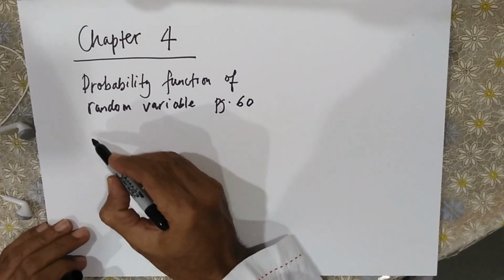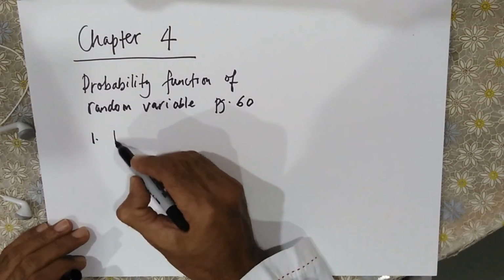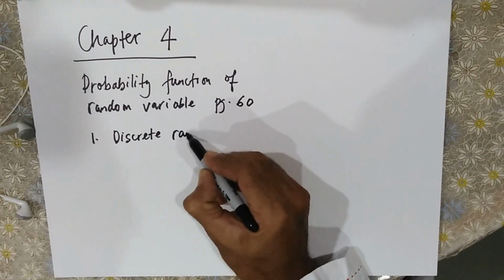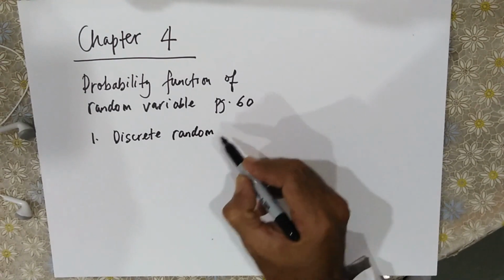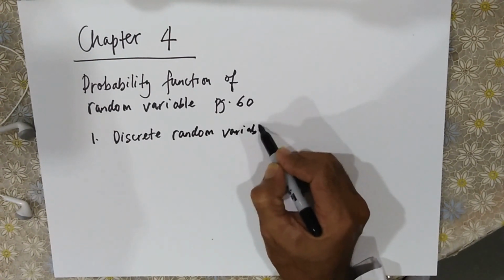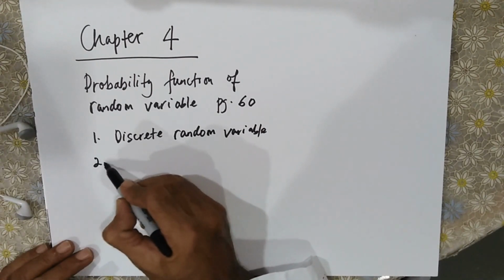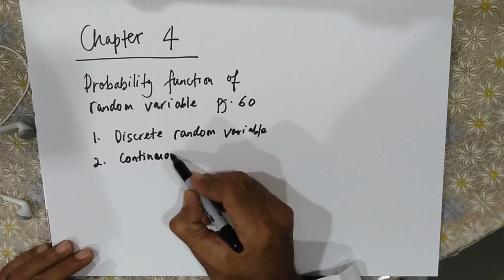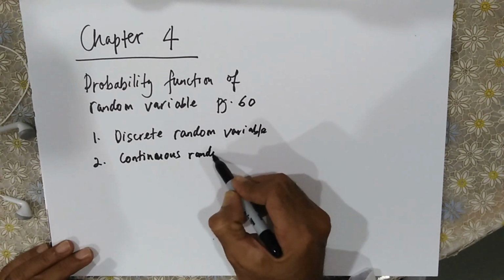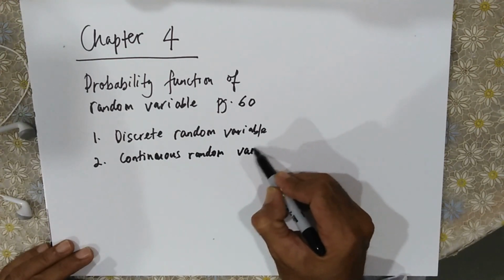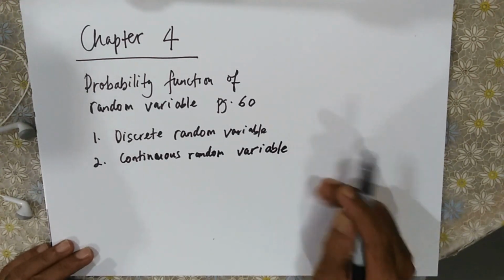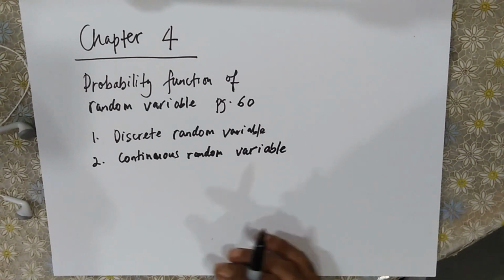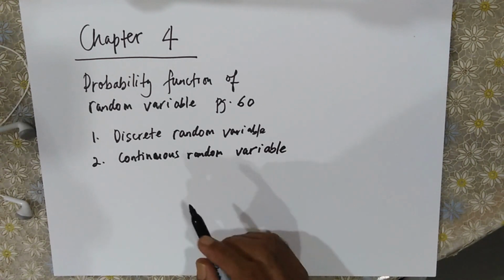For this probability function of random variable, we have two cases. One is on the discrete random variable, and the other one is the continuous random variable. Now, the main point here is if we look at the theorem of random variable.